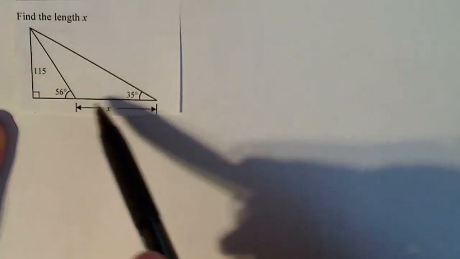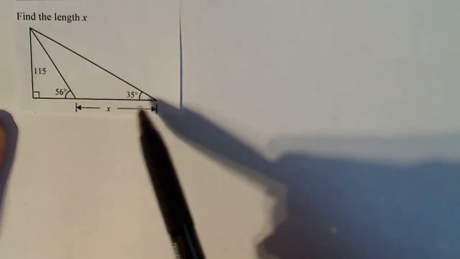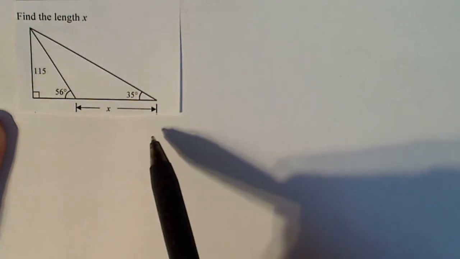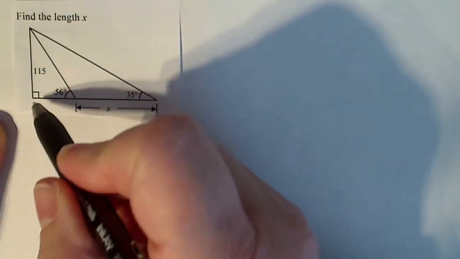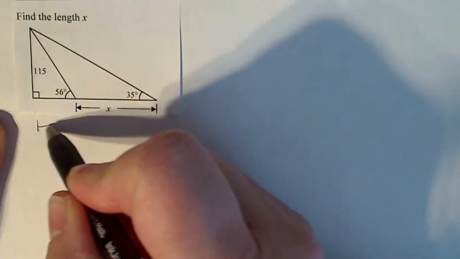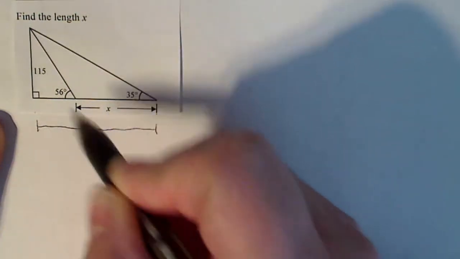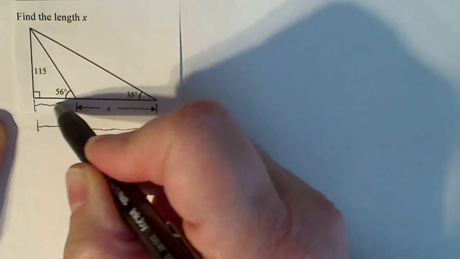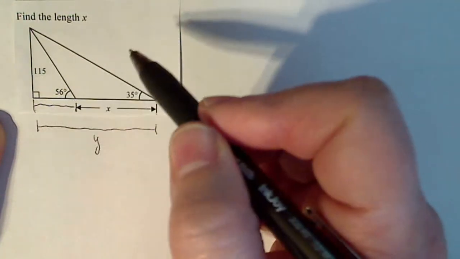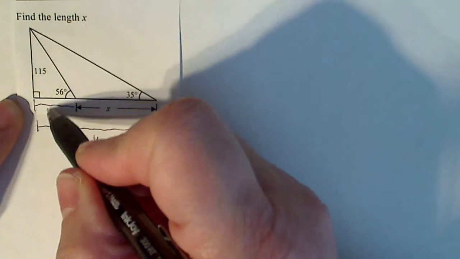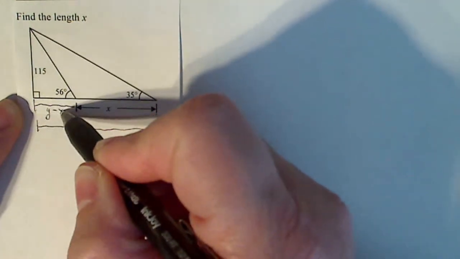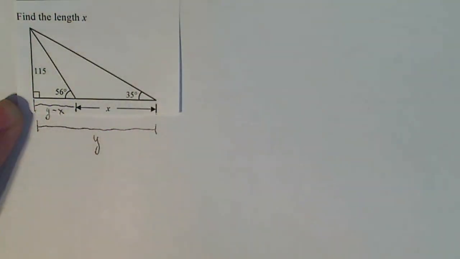What we are supposed to do is use these numbers to come up with the length of that bit of the triangle right there. Notice it's not the whole length of the triangle. So the whole length, I'm just going to call it y. And then the length of that piece is going to be y minus x. I'm labeling it this way for a particular reason.